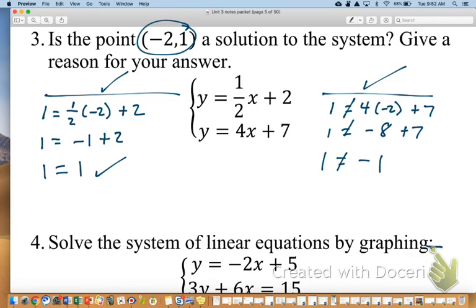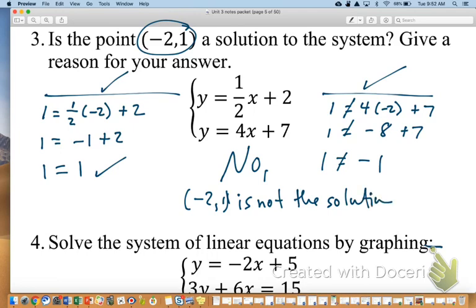Okay. So since that turned out to be false, then we'd have to say no. -2, 1 is not the solution. And we've answered the question. Make sure that you do actually answer the question. Don't just do some work and expect me to interpret your numbers the way that you want me to. I want you to give me a definite answer. Yes, it is, and look at my work. Or no, it's not, and look at my work.